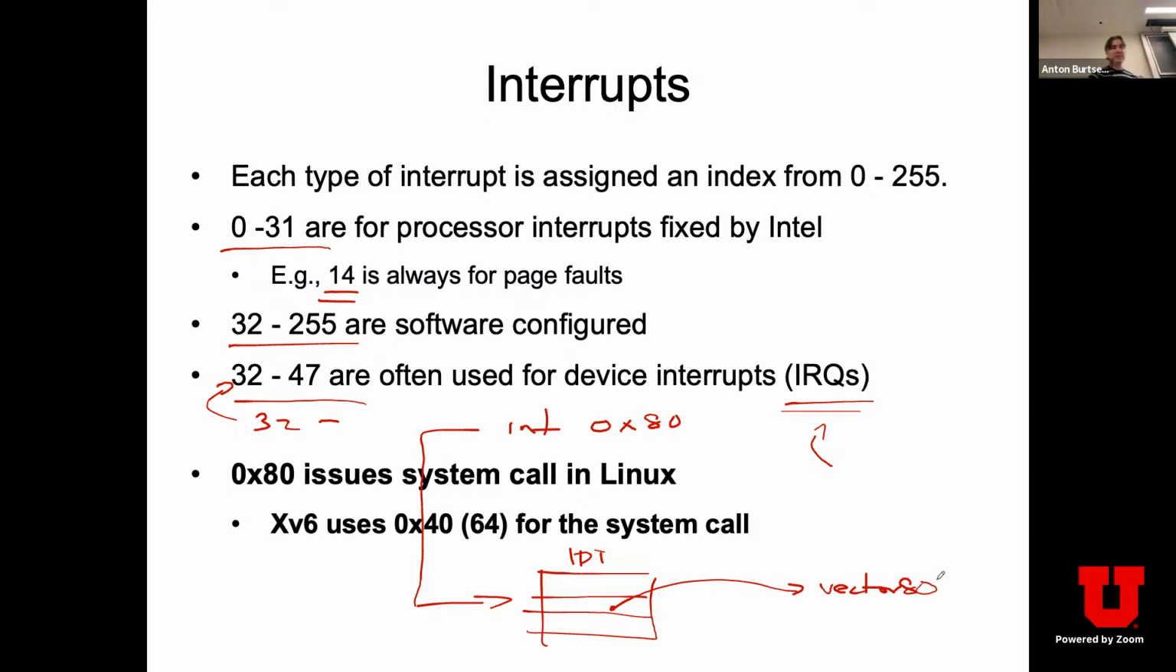Okay, cool. So Linux uses 0x80, which is 128 in decimal, and xv6 uses interrupt 0x40, which is 64, for implementing the system call. And today there are faster ways to enter the kernel, but they're a little bit more cumbersome. So let's just stick to the interrupts for a second.